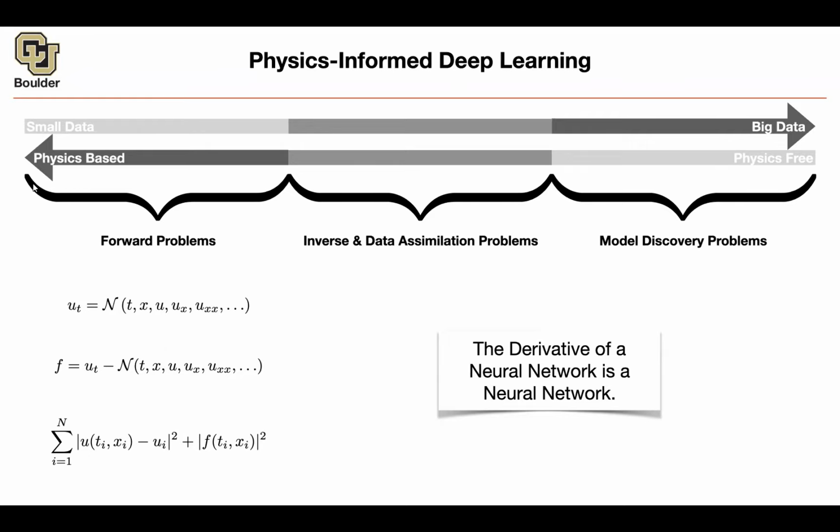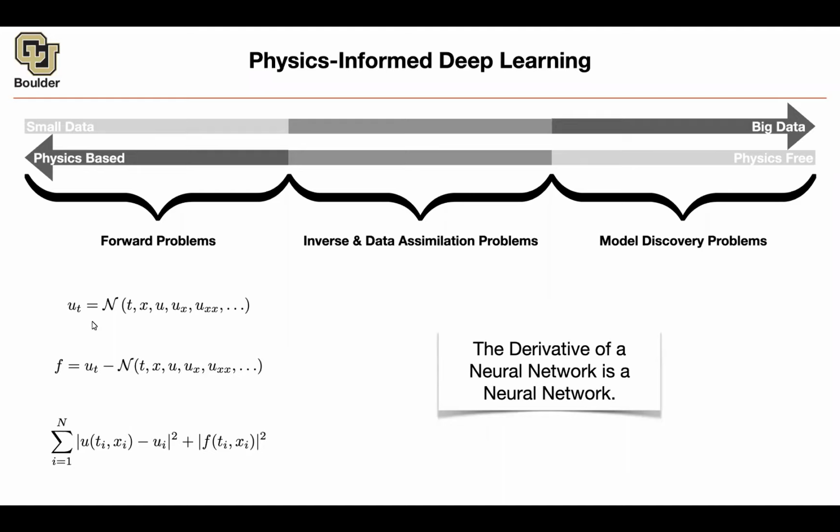And let's take a look at these classes of problems. For the forward problems, you know your N exactly. So you know what your N is going to be. And then you just give it initial and boundary conditions as your training data. And you solve this minimization problem. For inverse and data assimilation, you know your N up until some parameters. Or maybe you have observations on, if U is a vector, only one of the components of your vector.